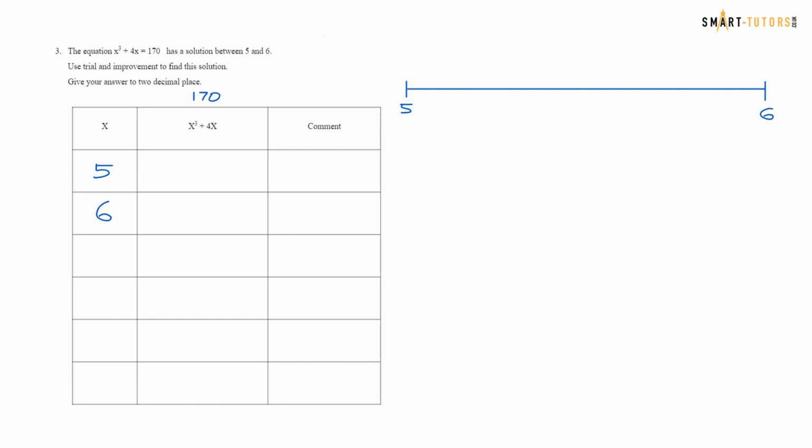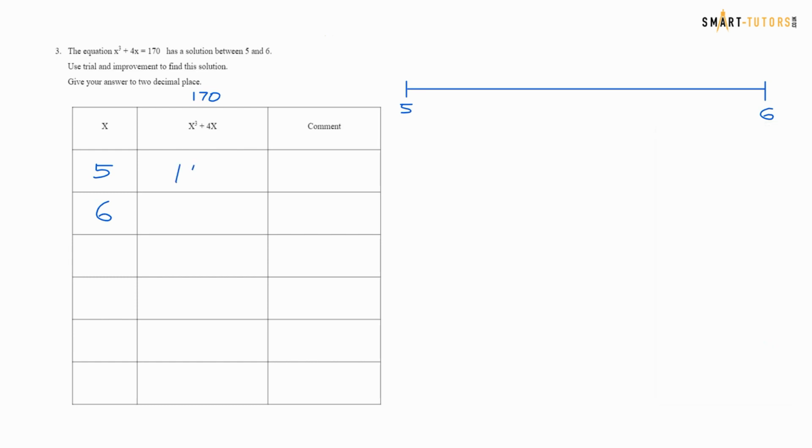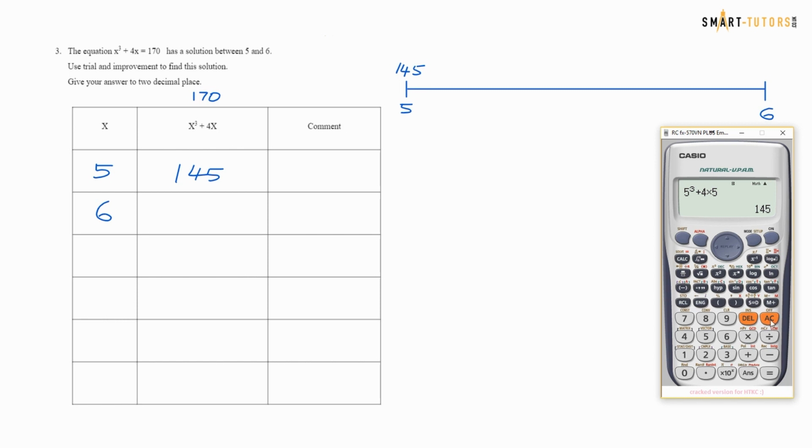Let's do this straight away on the calculator. So open the calculator. 5 cubed, so 5 to the power 3, plus 4 times 5. I use the calculator for this question. 145 is one answer. So 145 here. And for the 6, AC.